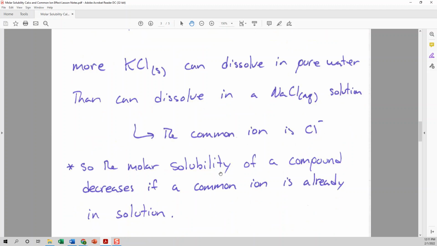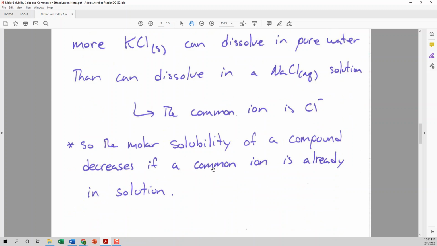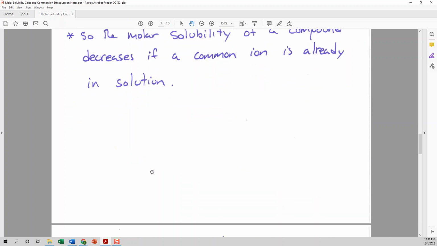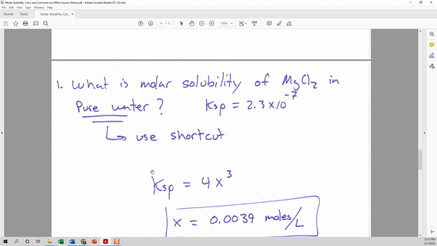The molar solubility of a compound decreases if a common ion is already in solution. So if I was given the KSP of KCl, I could calculate its molar solubility, and that would be in pure water. But the molar solubility of KCl in a sodium chloride solution is going to be less than the molar solubility in pure water. So the molar solubility of a compound is less in the presence of a common ion than if it was dissolving in pure water. All right, so let's just review here.